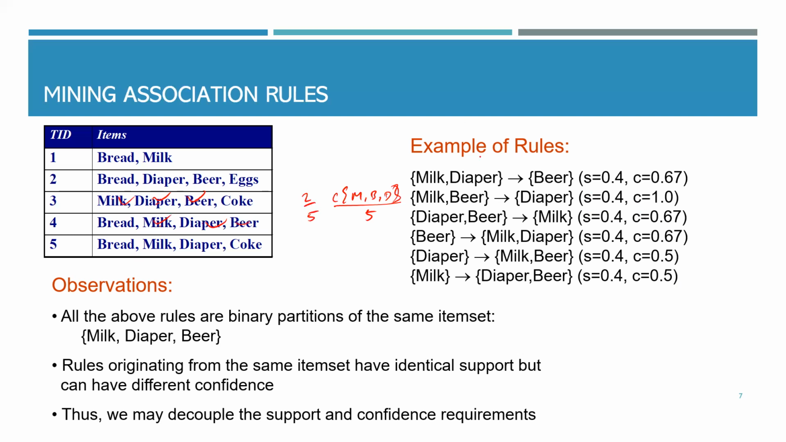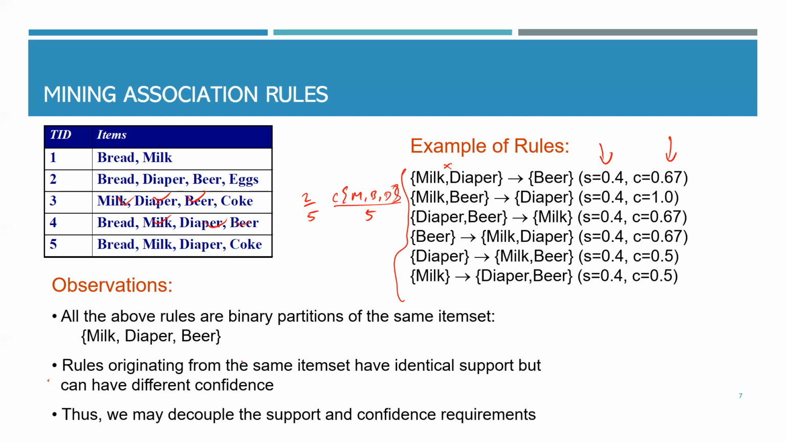If you see here, these rules have the same support. Why do they have the same support? Because although they are different rules, they are all generated from the same 3-itemset. The main itemset is milk, diaper, beer. That's why they have the same support count. But the difference is the confidence, because the confidence is divided by the support count of only X, so that we can have different values.